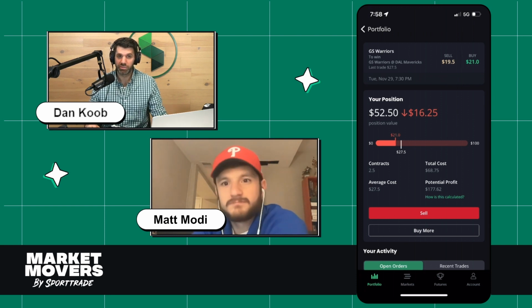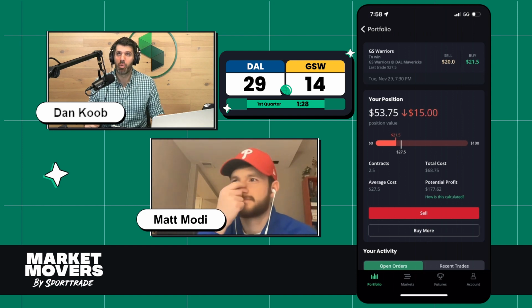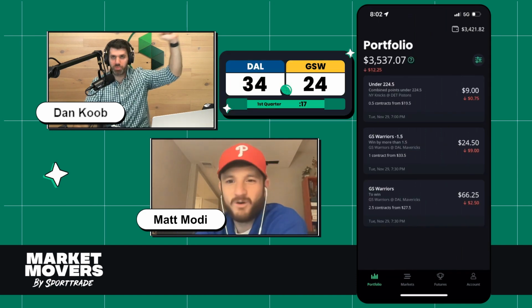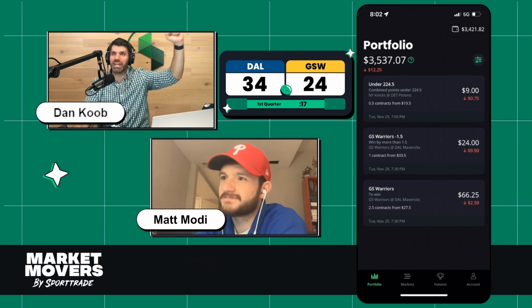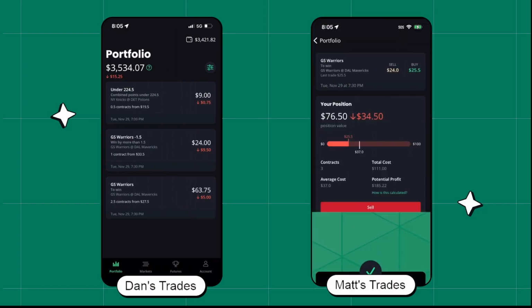And they never do, well, then it doesn't. 1:28 left in the first quarter. Dallas leading 29-14. Jordan Poole 3 makes it a 10-point game. Here we go. Here we go. Warriors down 12 after one quarter.